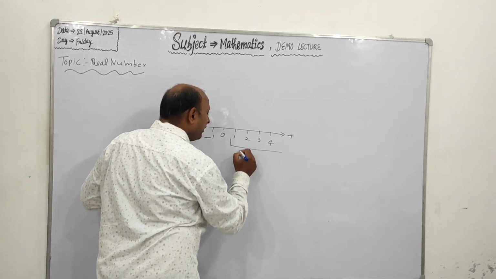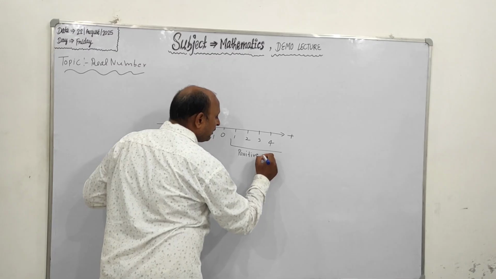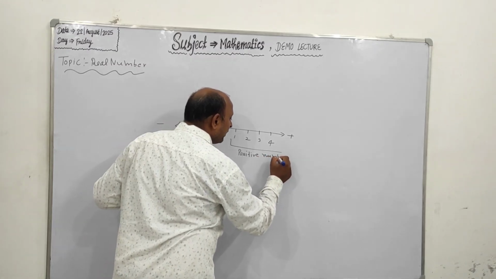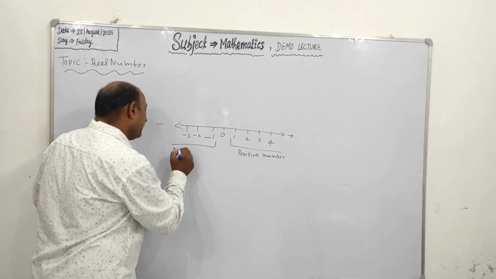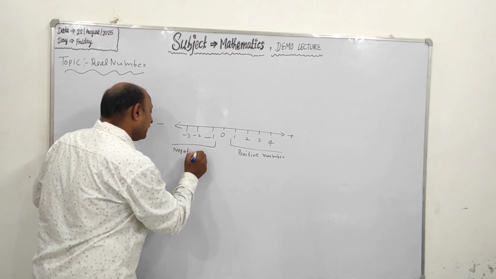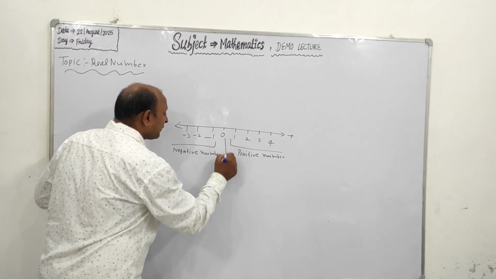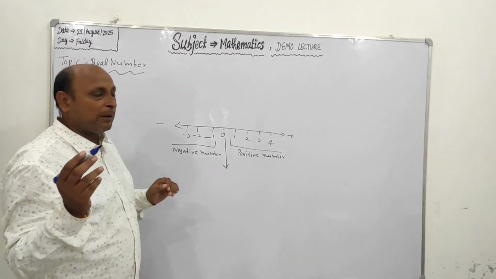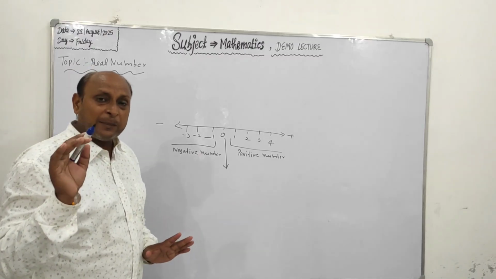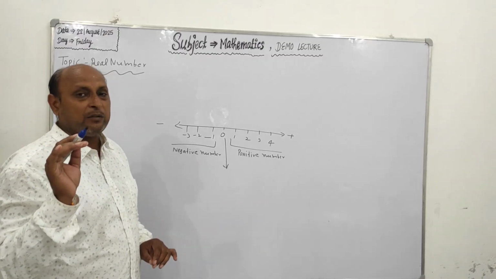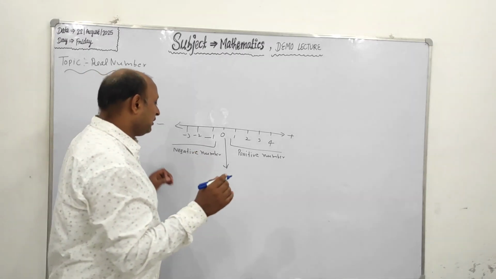These are called positive numbers or integers. In the same way, negative numbers or integers. Now I want to talk about 0. Dear students, 0 is neither positive nor negative. Actually 0 is neutral. 0 is neutral.